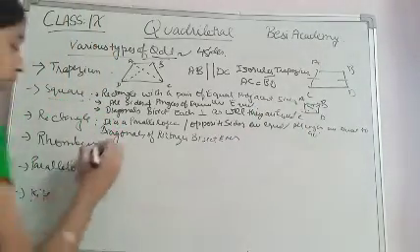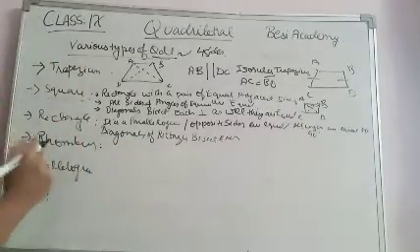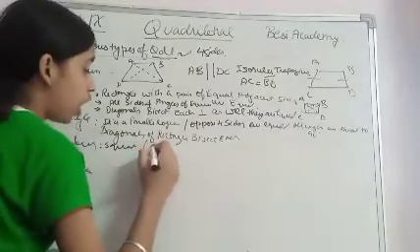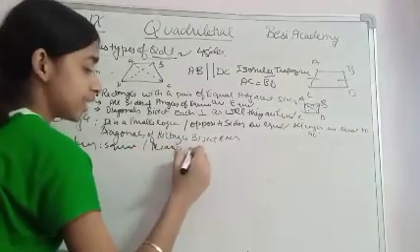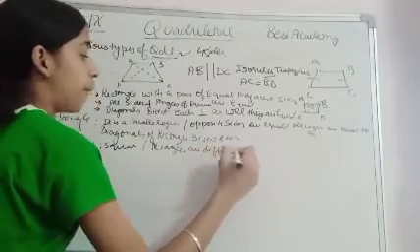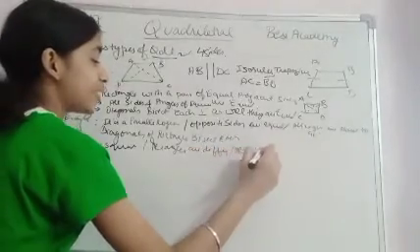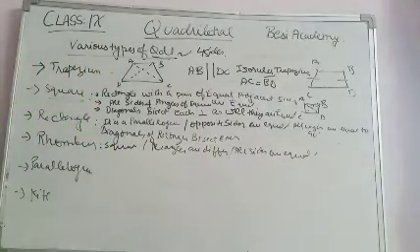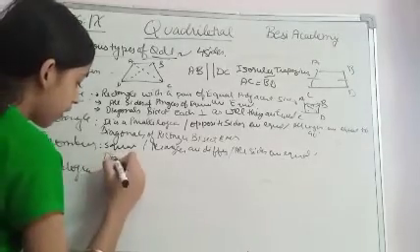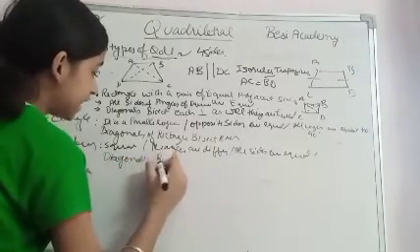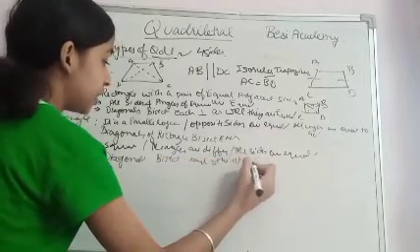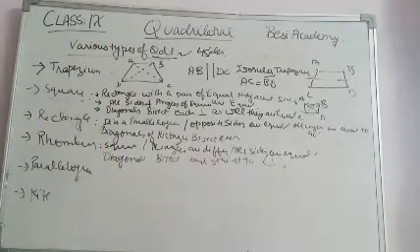When we talk about a rhombus, a square is a rhombus. A rhombus can be a square, but a square could not be a rhombus. In a rhombus, all angles are different, but all sides of a rhombus are equal, and the diagonals bisect each other at 90 degrees, or perpendicularly. Okay, this is the point related to the rhombus.